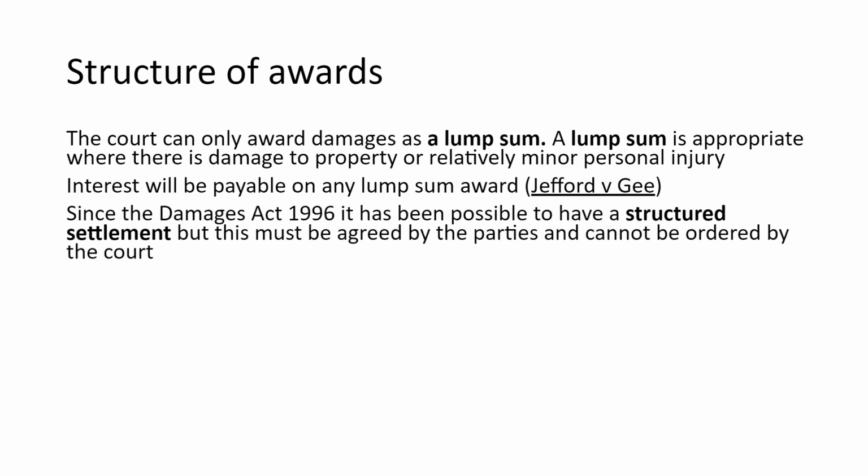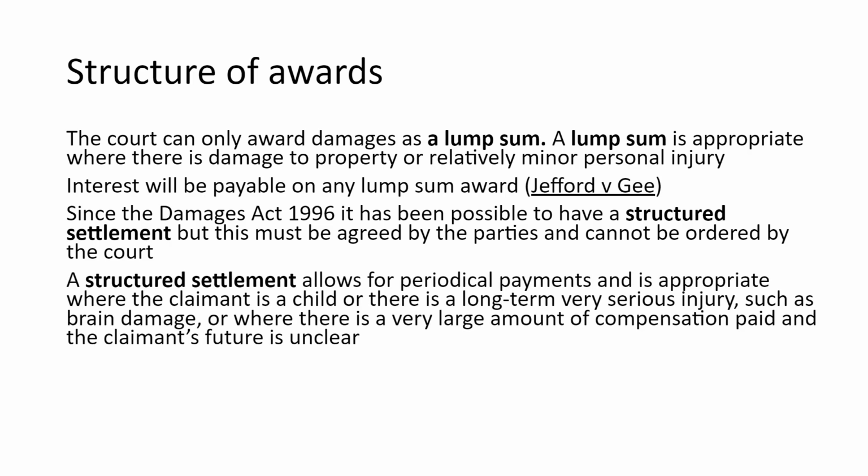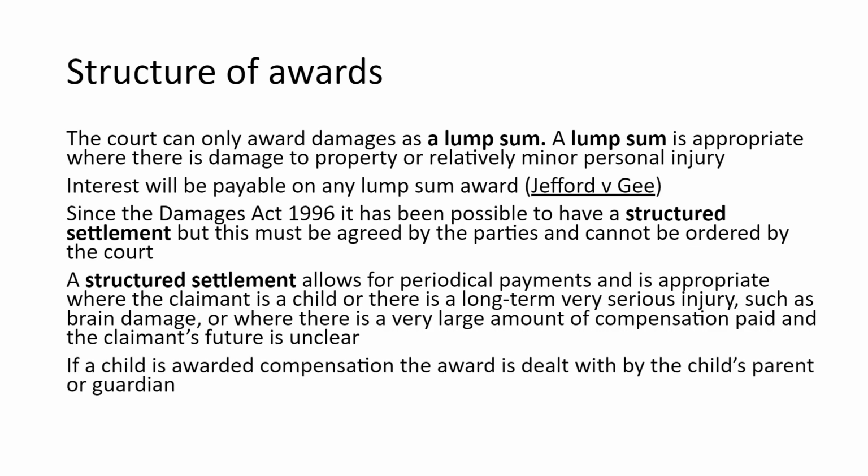Since the Damages Act 96, it has been possible to have a structured settlement, but this needs to be agreed by the parties, and if it's for a child, it would have to be approved by the court, but can't be ordered by them. And this allows for periodical, often monthly payments, and is appropriate where the claimant is a child or where there is a long-term, very serious injury, such as brain damage, or a very large amount of compensation has to be paid and the claimant's future is unclear. If a child is awarded compensation, the award will be dealt with by their parent or guardian.